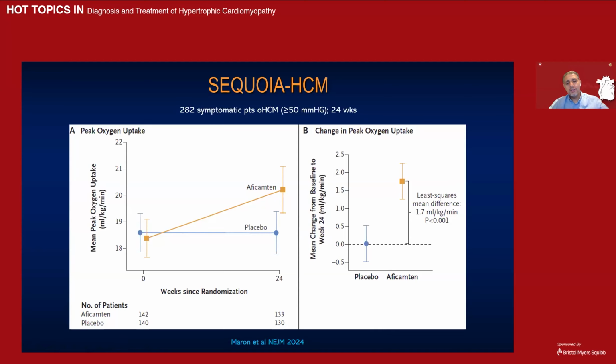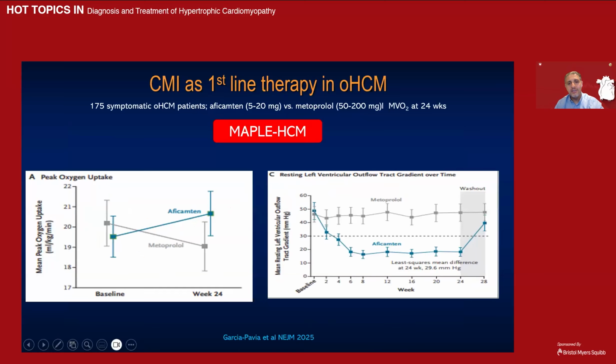How do beta blockers compare to CMIs in this day and age? This was the focus of the MAPLE-HCM study that took 175 symptomatic patients with obstructive HCM and randomized them either to aficamten as a first line or metoprolol.